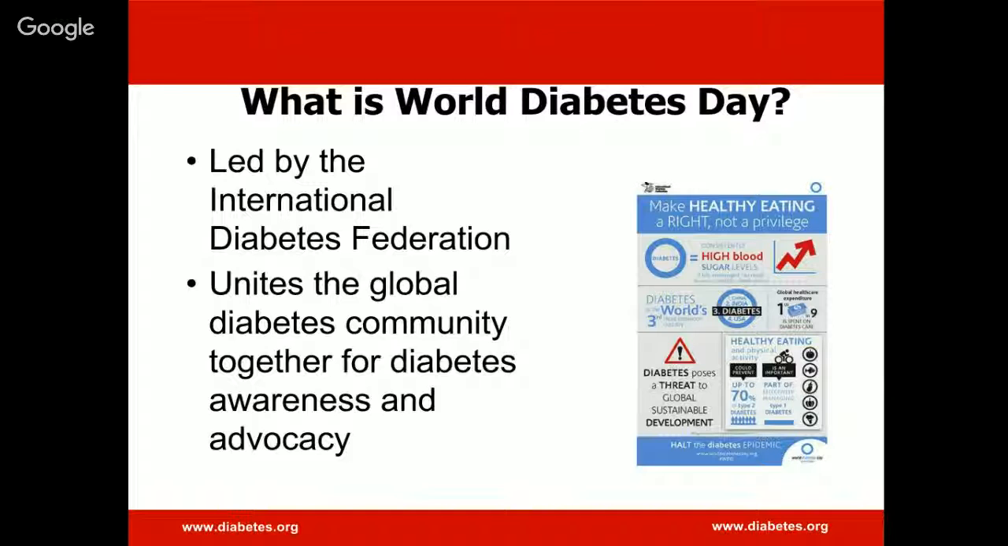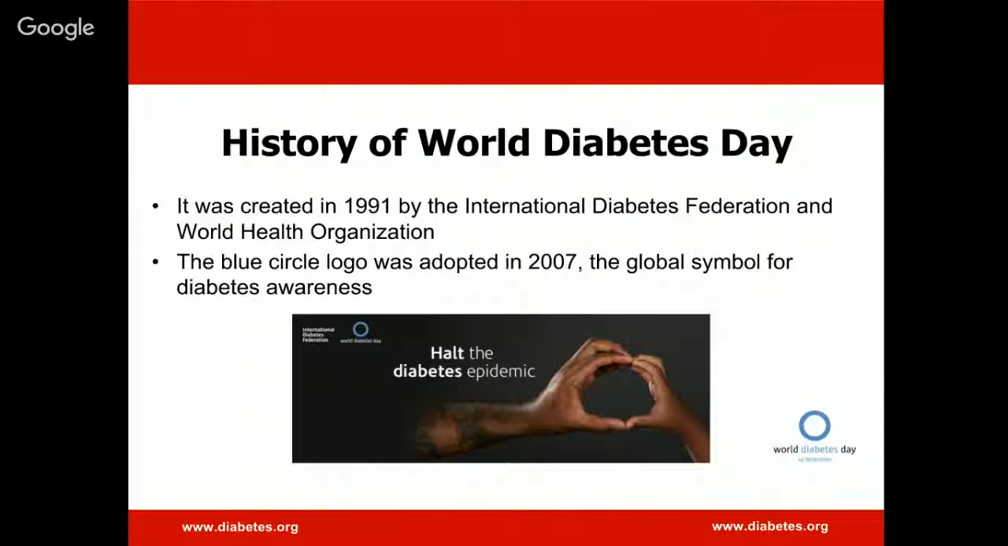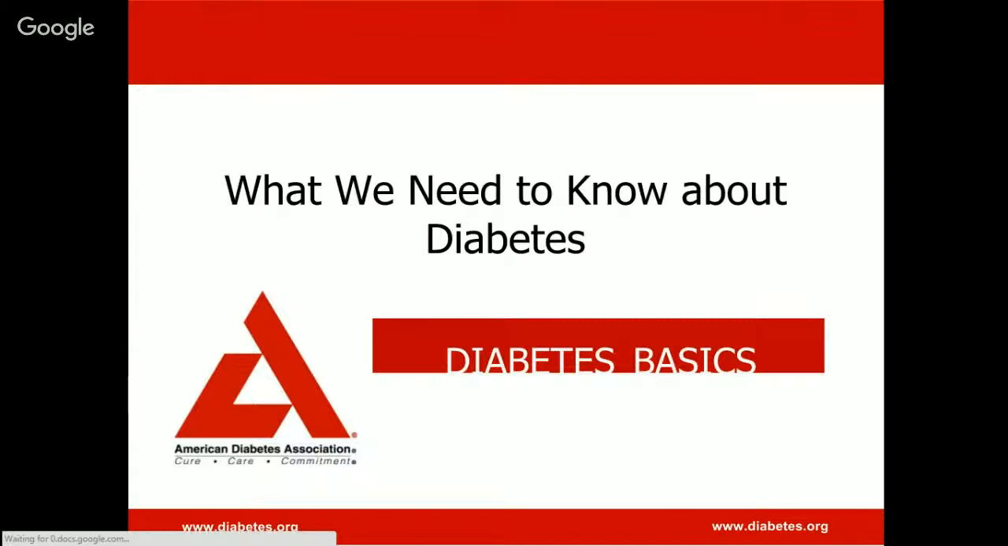Now, as you can see in this picture here, we're going to talk about some of the things that can affect diabetes or the ability for you to get diabetes, such as healthy living and other decisions as well. What is the history of World Diabetes Day? It was created in 1991 by the International Diabetes Federation and the World Health Organization, WHO. The blue circle logo was adopted in 2007 and is the global symbol for diabetes awareness.